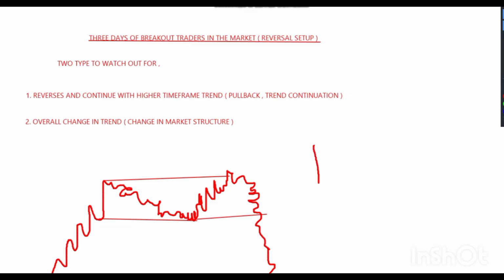So let's say market has been in a downtrend, and then Thursday closed in breakout, and then Friday opens and started trading inside. Monday opens, also traded inside, and then got to this our zone here.